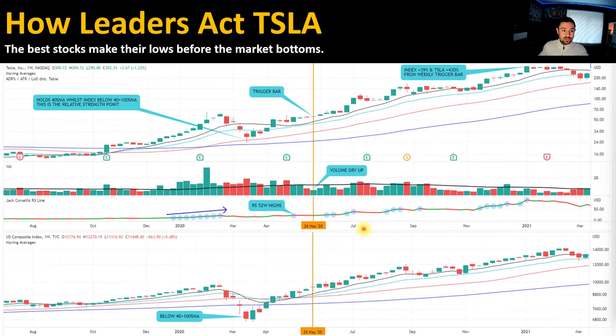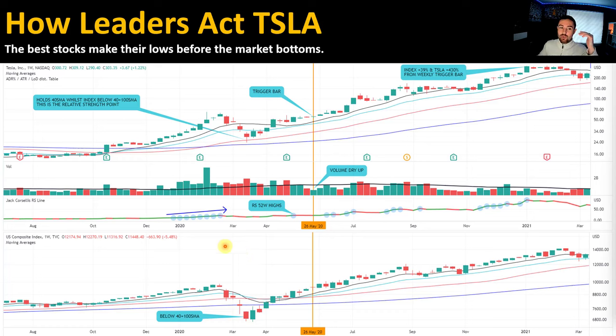Tesla, a stock that I'm sure you will know. The point that I want to make on this one is if you take a look at Tesla on the weekly chart, it pulls back down to this red line, which is the 40-week, which is a 200-day moving average. You see at this point here, Tesla holds above the red line, the 40-week moving average. Where's the index? It's below its 40-week. It's also below its 100-week as well, this navy blue line. So this is relative strength as well.